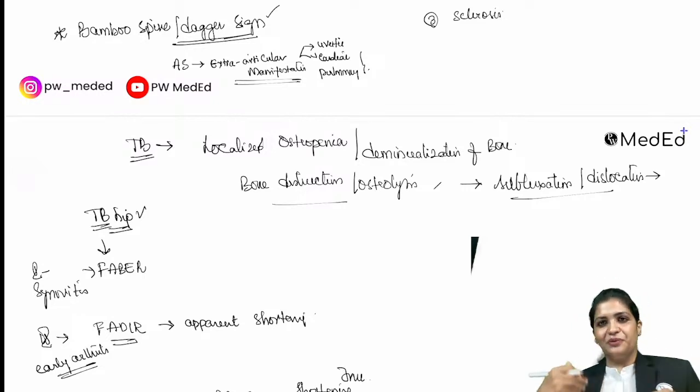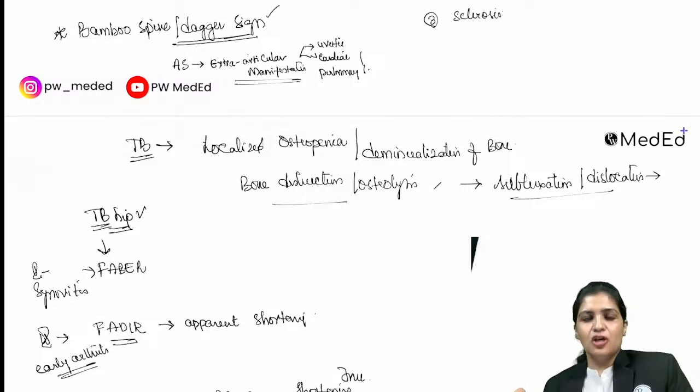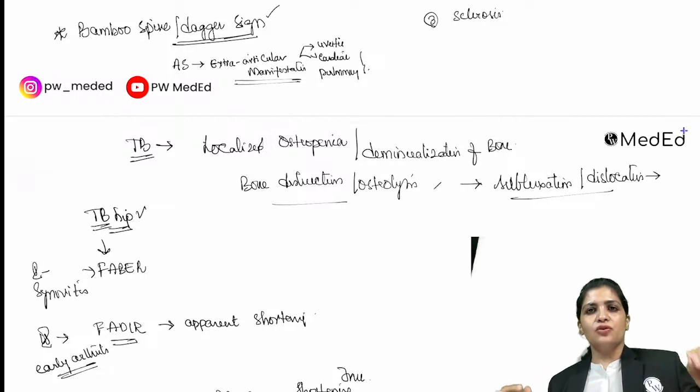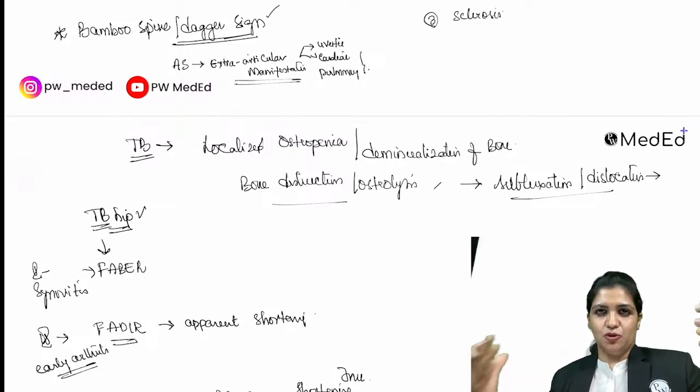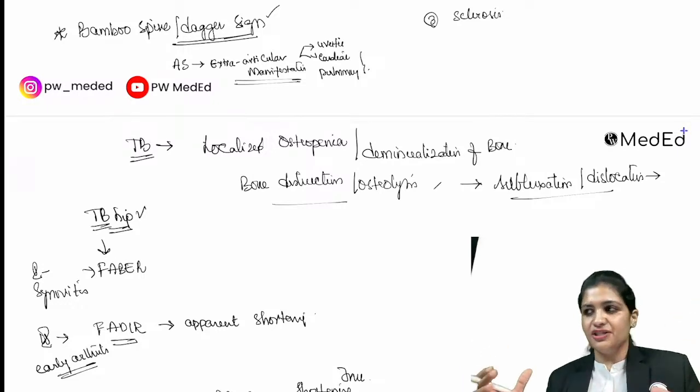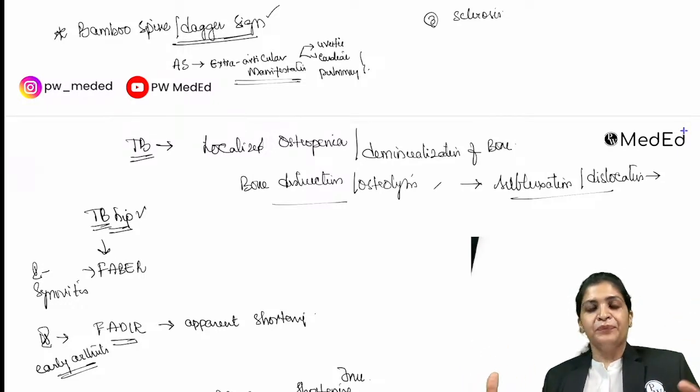So what is the difference between apparent and true? Apparent is false. When you correct the position because of the tilt of the pelvis, you will feel it as shortening. But when you correct the pelvis rotations, you can see the correct size of the limb.